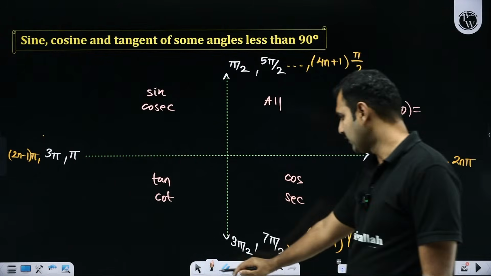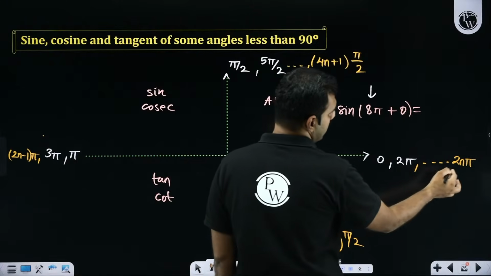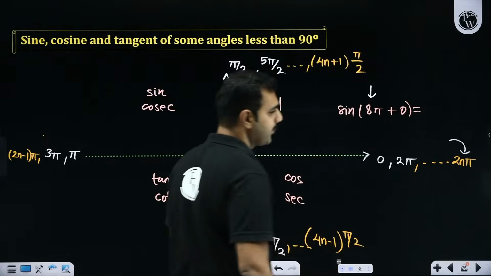In this first case, what do you think? It's very easy. 8π. So multiples of π which are even are found on the positive x-axis.